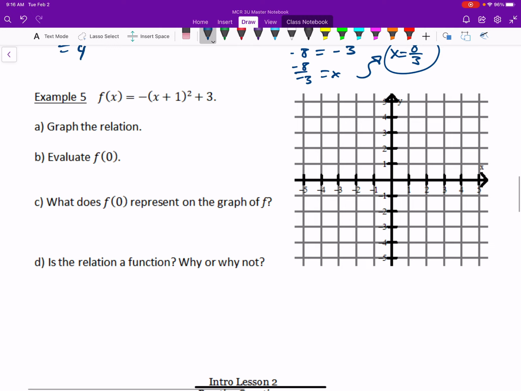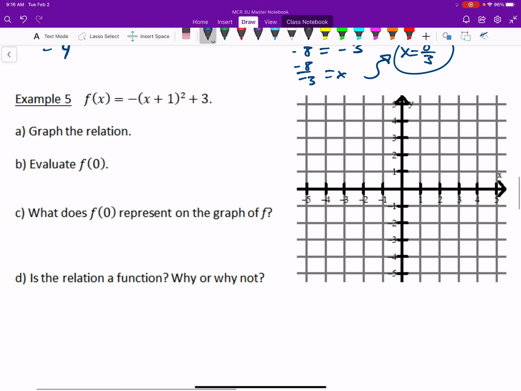For the function, f at x equals negative x plus 1 squared plus 3, graph the relation. Okay. We haven't reviewed vertex form of a quadratic yet in this course, but here's a quick reminder. The vertex form goes a times x minus h squared plus k, where the vertex is hk. So the vertex is negative 1, 3. Remember, we always change the sign of the h, so negative 1, positive 3 here.